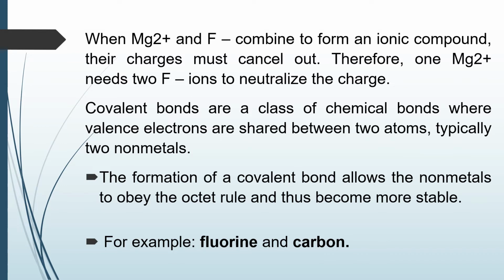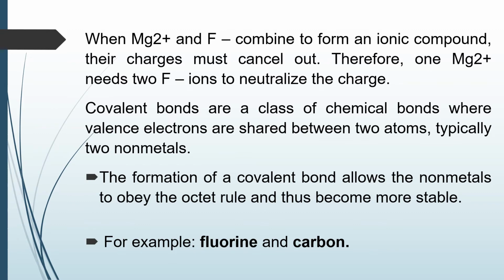When magnesium 2+ and fluorine 1- combine to form an ionic compound, their charges must cancel out. Therefore, one magnesium 2+ needs 2 fluorine 1- ions to neutralize the charge. Covalent bonds are a class of chemical bonds where valence electrons are shared between 2 atoms, typically 2 nonmetals. The formation of a covalent bond allows the nonmetals to obey the octet rule and thus become more stable.